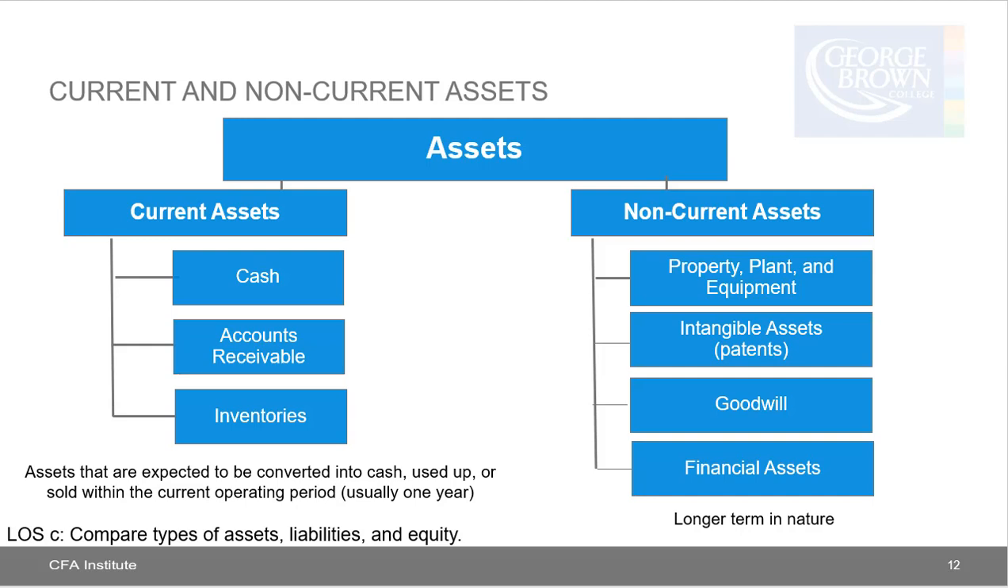The next category, as we had mentioned, is non-current assets. It's made up of plant, property, and equipment, PP&E, and that would be at the net book value, subtracting some accumulated depreciation. Other non-current assets are intangible assets, such as patents, as I mentioned. Goodwill and financial assets are considered to be non-current assets.